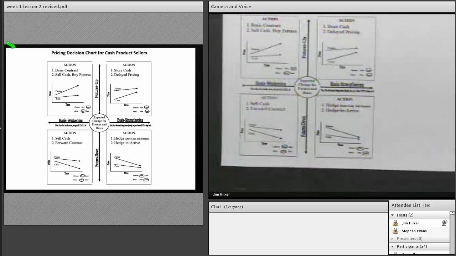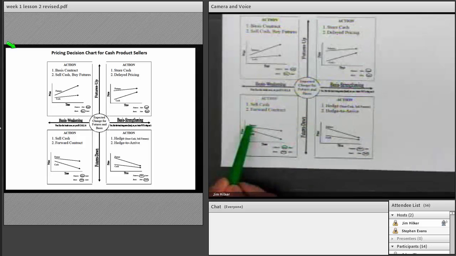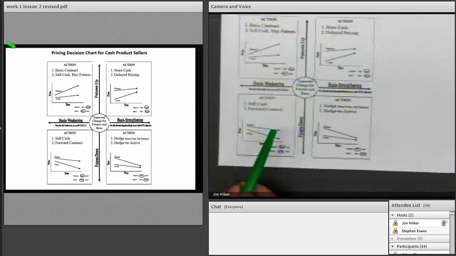I'm not gonna price my futures. We come down here to this quadrant and I'm not gonna price my basis. Which obviously means I have to price my cash, because the price of cash, well, if we're sellers of grain, we like higher prices better than we like lower prices. Come down here to the last quadrant.